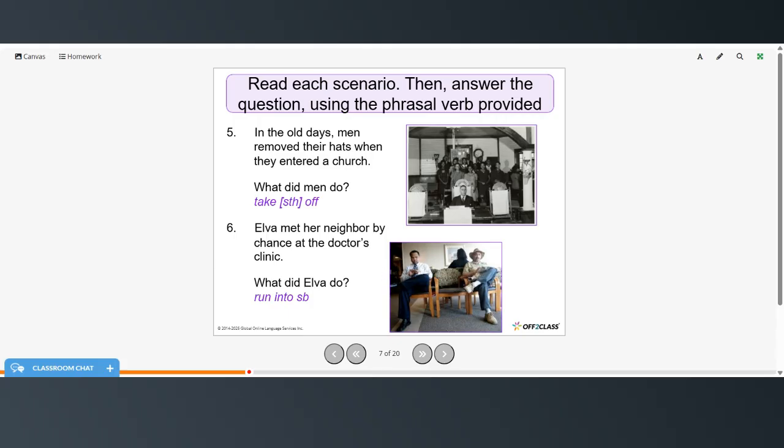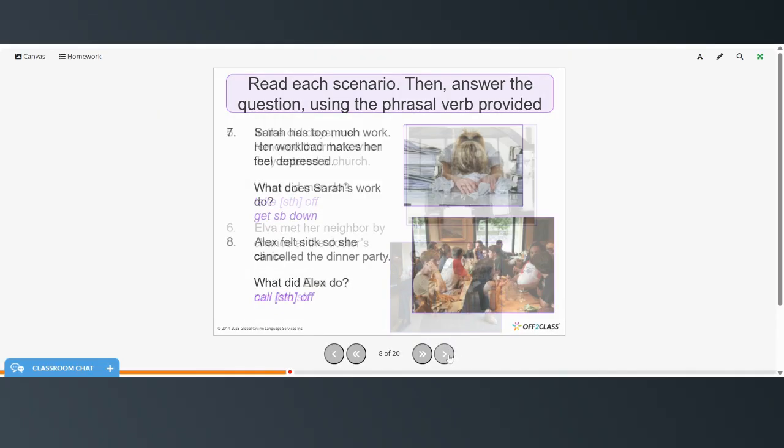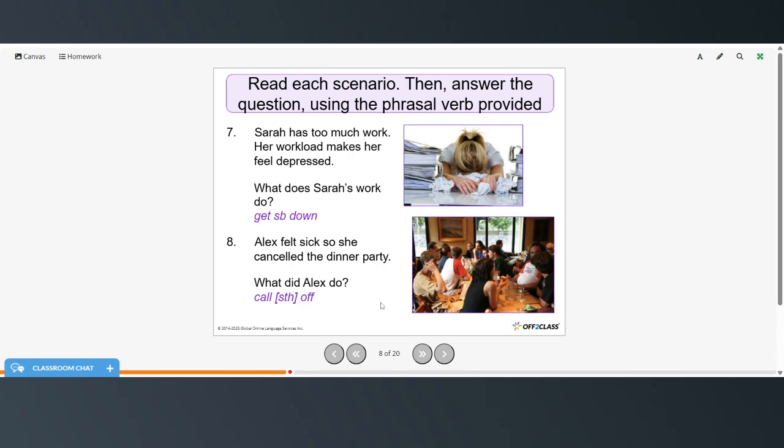Elva met her neighbor by chance at the doctor's clinic. What did Elva do? She ran into her neighbor. Sarah has too much work. Her workload makes her depressed. What does Sarah's work do? Her work gets her down. Alex felt sick, so she canceled the dinner party. What did Alex do? She called the dinner party off.